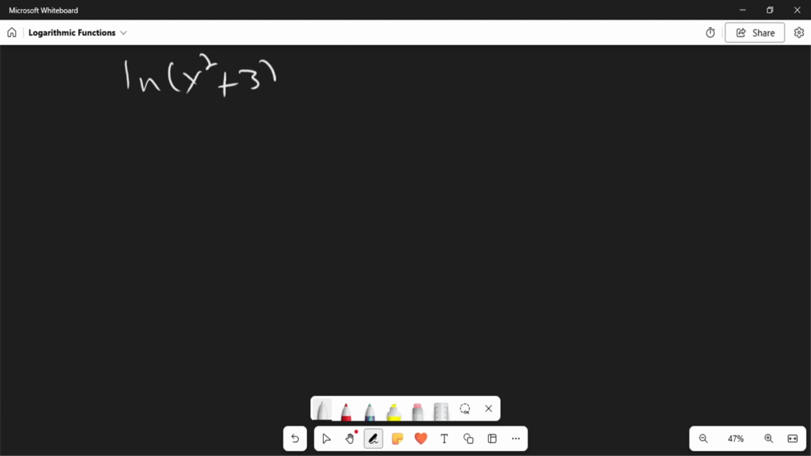Alright guys, let's go into the next problem. It's going to be our last problem for today. And let's get right into it. Okay, so we're gonna have ln(x squared plus 3) equals ln(x plus 2) plus ln 4. Okay, so alright, so we see that all of these logarithms share a common base.